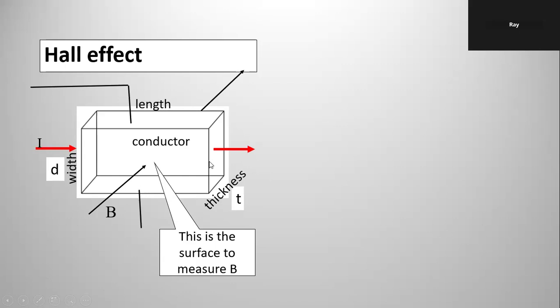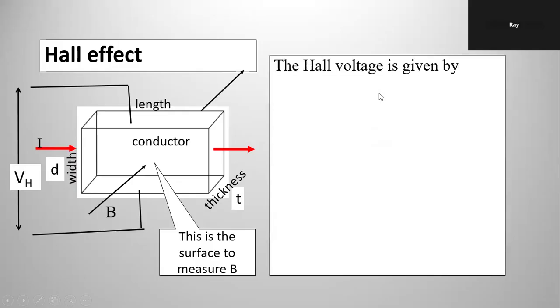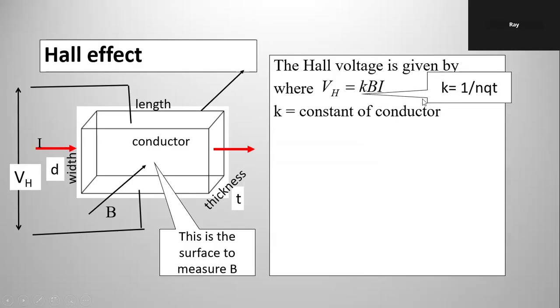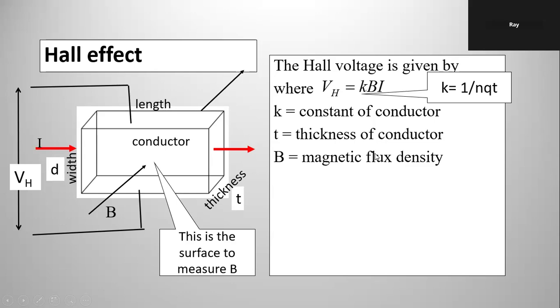Where you have your thickness, there's your Hall voltage. It's on the surface parallel to the current. You need to identify the Hall voltage. The Hall voltage is given by the formula. K is a constant of the conductor given by 1 over NQt. t is the thickness, B is the magnetic flux density, I is the current.